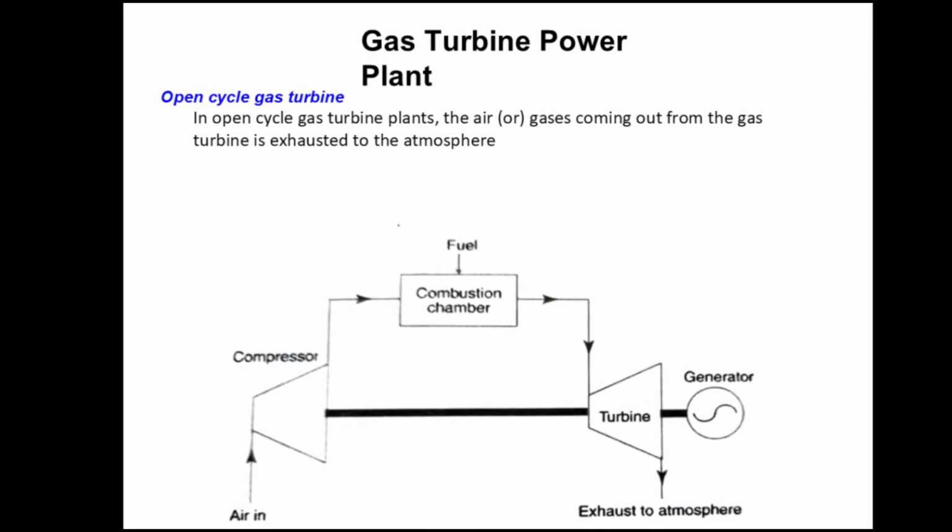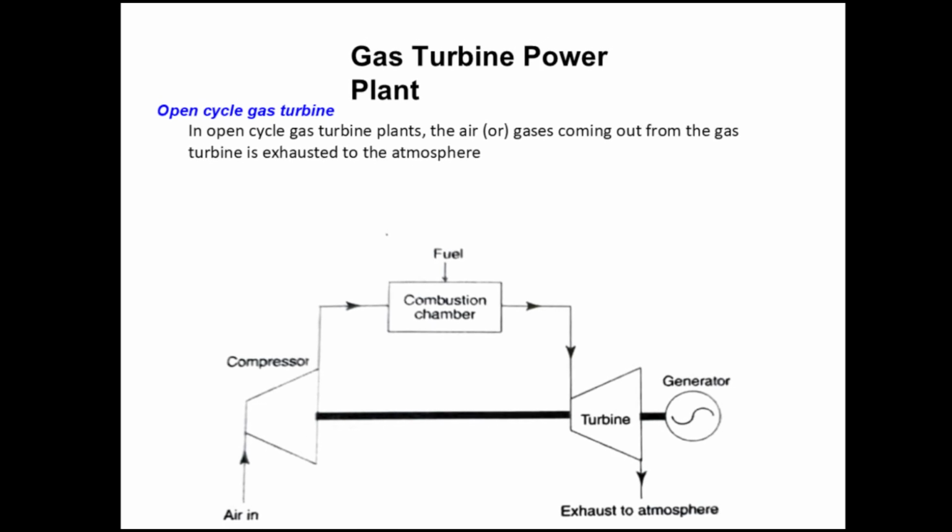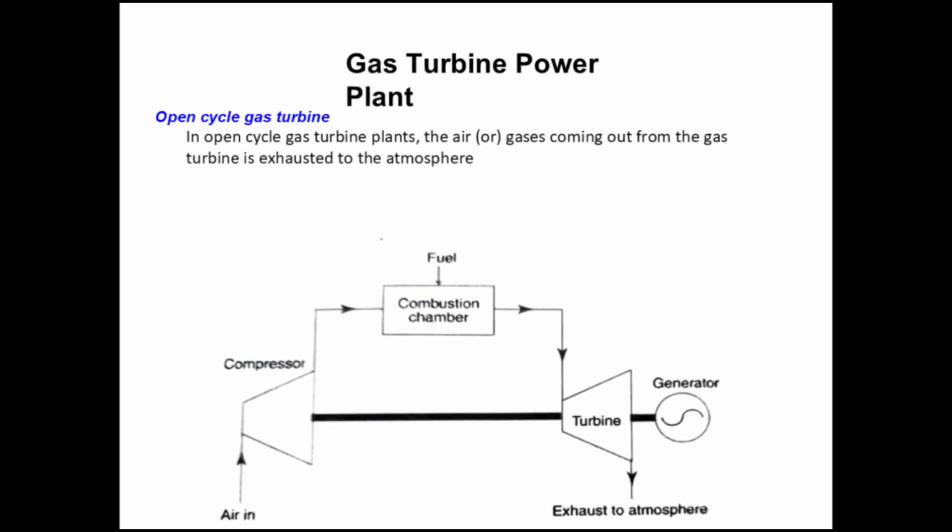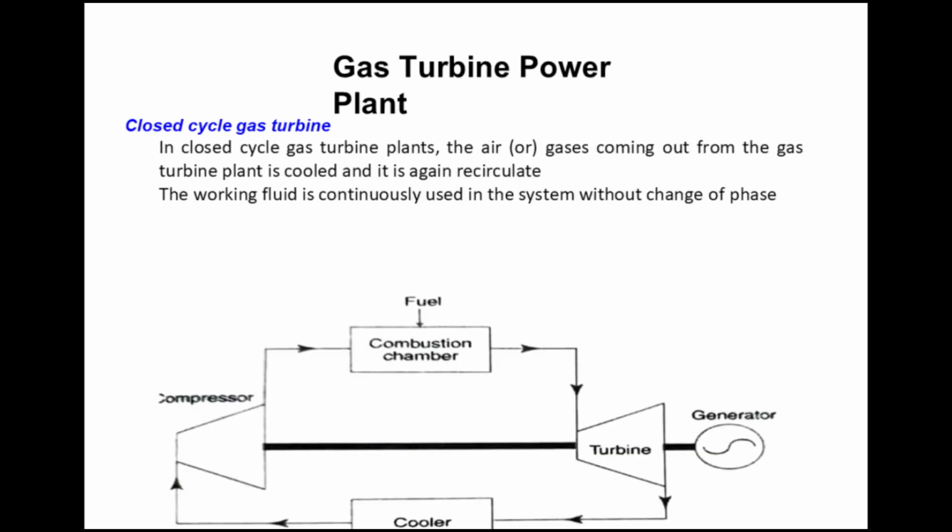Gas turbine power plant. Open cycle gas turbine. In open cycle gas turbine plants, the air or gases coming out from the gas turbine is exhausted to the atmosphere. This is also illustrated in the diagram given below.